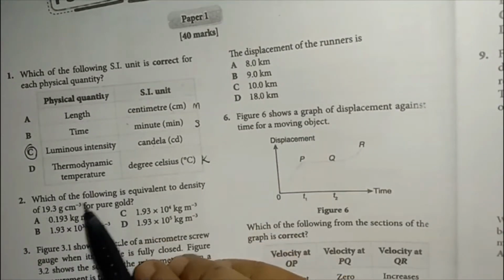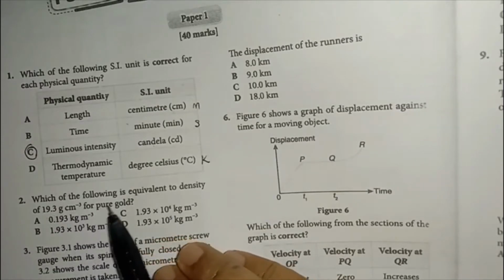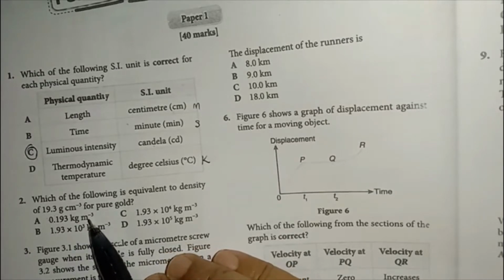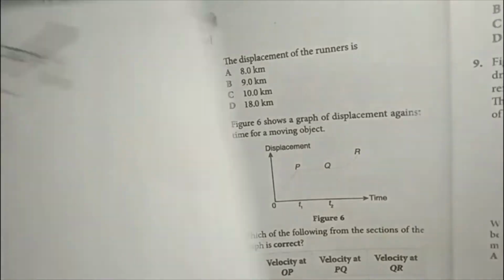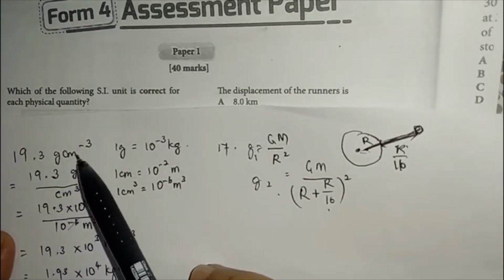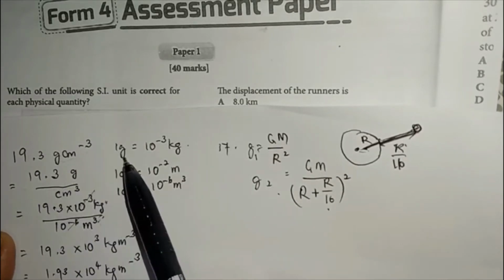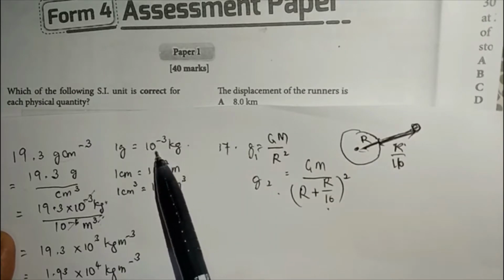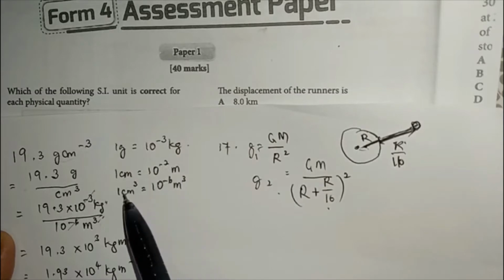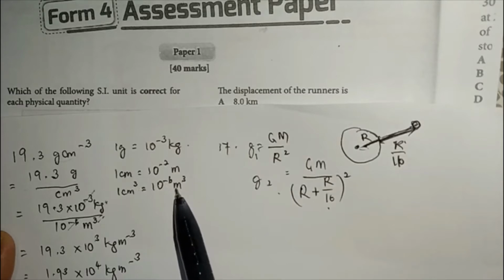Number 2, which of the following is equivalent to the density of 19.3 gram per cm cube for pure gold? This one is conversion of unit, so you can use this method to solve it. 19.3 gram cm negative 3 is equal to 19.3 gram divided by cm cube. 1 gram is equal to 10 to the power negative 3 kilogram. 1 cm is 10 to the power negative 2 meter. So 1 cm cube is equivalent to 10 to the power negative 6 meter cube.